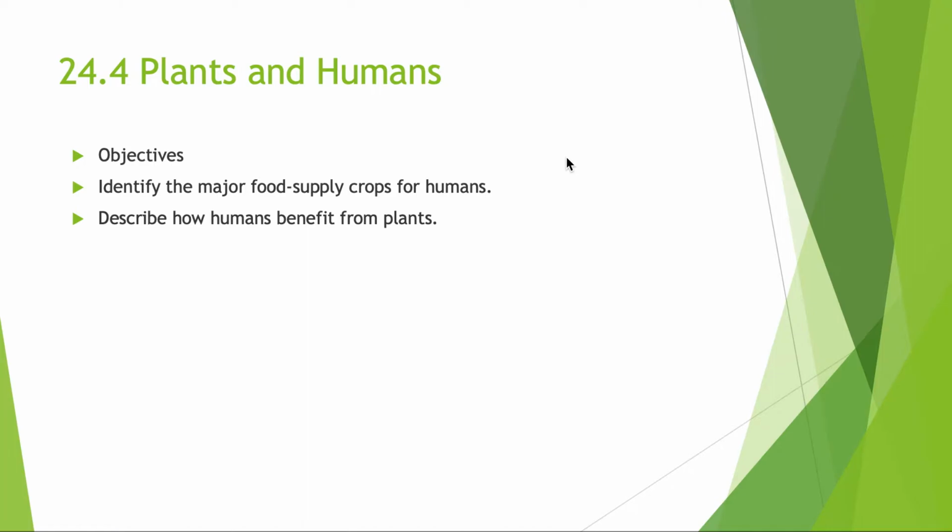Two objectives. It's not a large chapter. Large section. It is pretty short. But there are two objectives. Identify the major food supply crops for humans. So we'll be looking at it worldwide as well as the U.S. and describe how humans benefit from plants. Okay. So keep those in mind as we move along this section here.